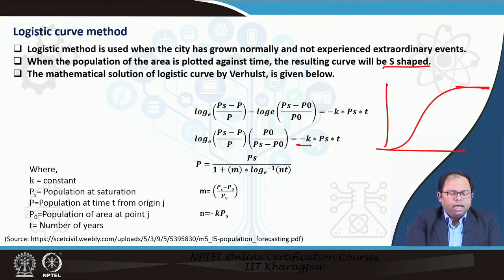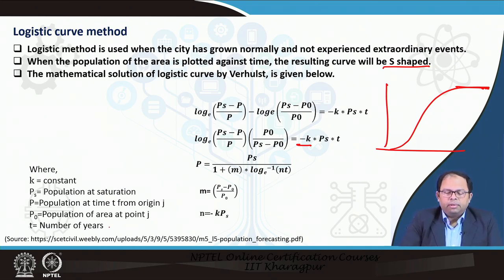P is the population at time t from origin. We are trying to estimate the population at a certain time period, and P0 is the population of an area at the starting point, and t is the number of years.